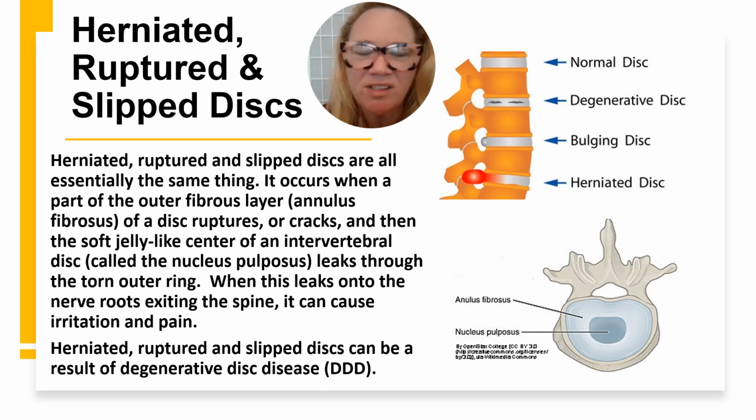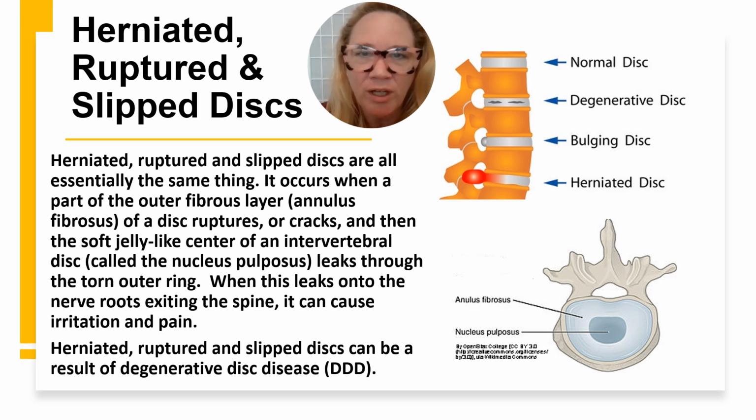Herniated, ruptured, and slipped discs are essentially all the same thing. We have 3 different terms to explain the same medical issue. Now, unless there's acute blunt force trauma, herniated, ruptured, and slipped discs are usually a result of degenerative disc disease and can be categorized as spondylosis. It is a degenerative condition of the vertebral discs.